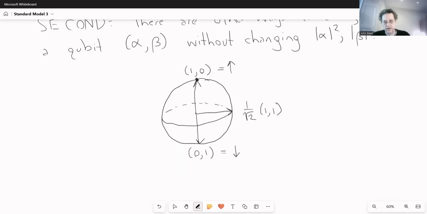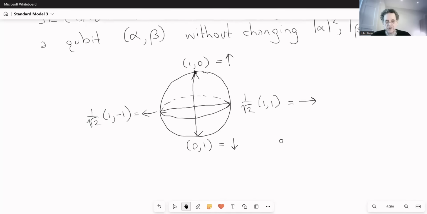So we could call that qubit pointing right. And there's a qubit for an electron where the spin is pointing left. And that turns out to be 1 over square root of 2, 1 comma minus 1. So that is sometimes denoted with a little arrow pointing to the left. And you'll notice that there are lots more points on the sphere, and I'm not done with this business. But anyway, let's just look at those two.